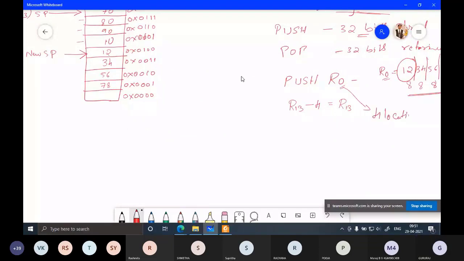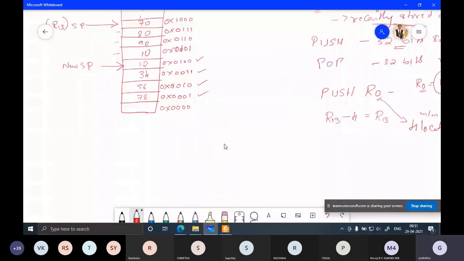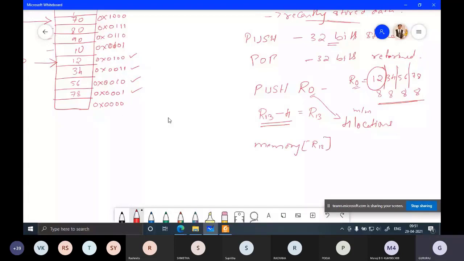So I have used memory locations 0x0100, 0x0011, 0x0010, 0x0001. I have used these 4 locations. So this is the push operation. What will happen in the push operation? First, R13 is decremented by 4, and then the memory of R13 will be stored with the contents of register R0.